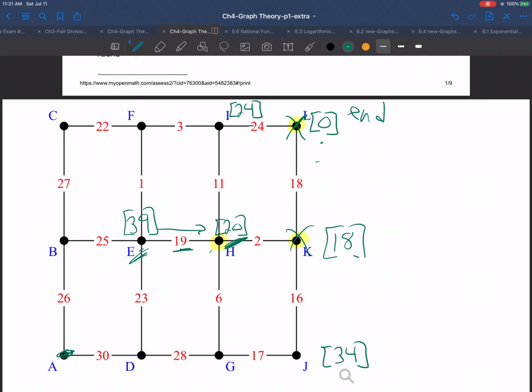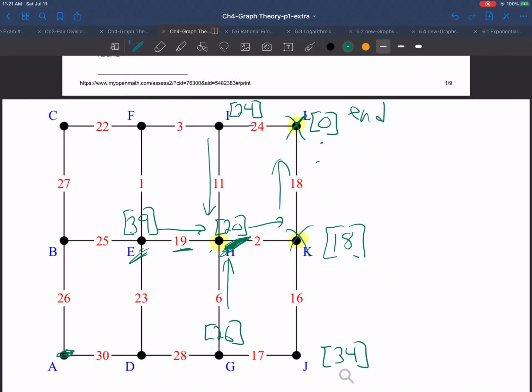Same thing here. If H is 20 from the end, right? 2 and 18, he's 20 from the end. Then G is 6 from H, so add 6 to that. G must be 26 from the end. You look at all roads. Right now H is current. I'm looking at all roads coming in. And how about this one? Can't I lead to H?